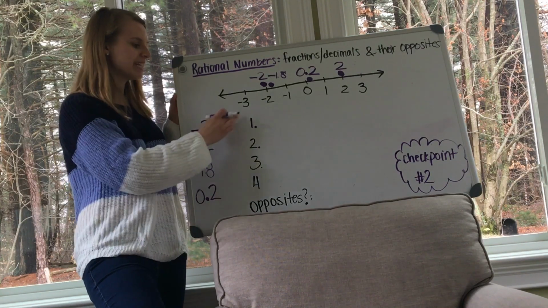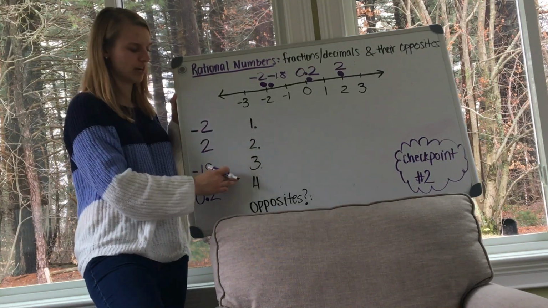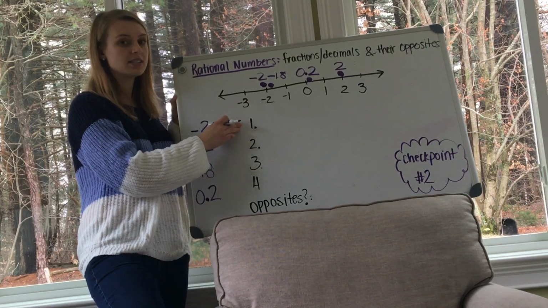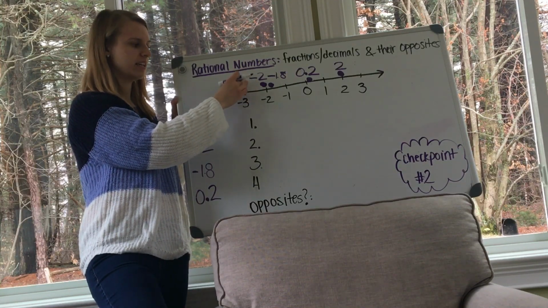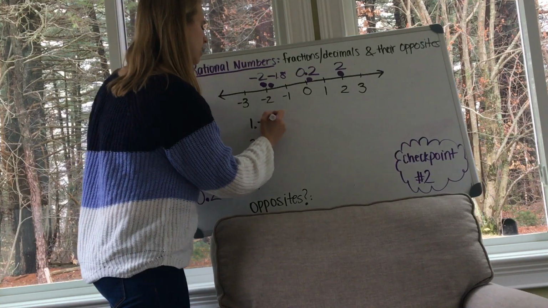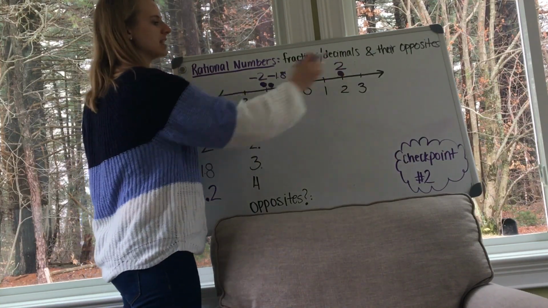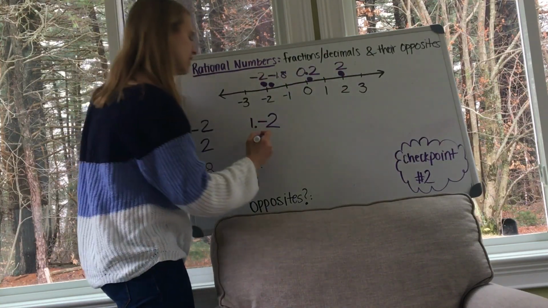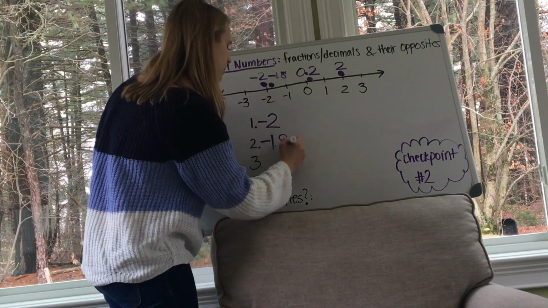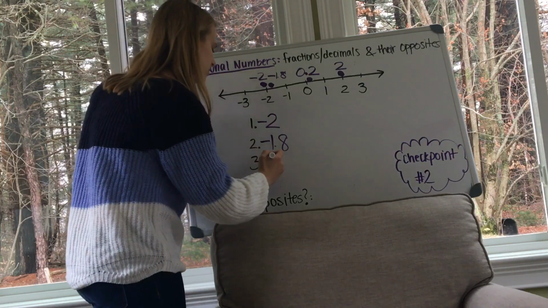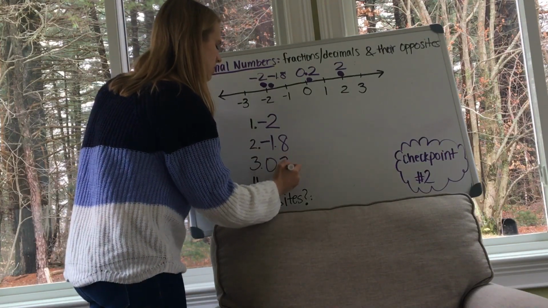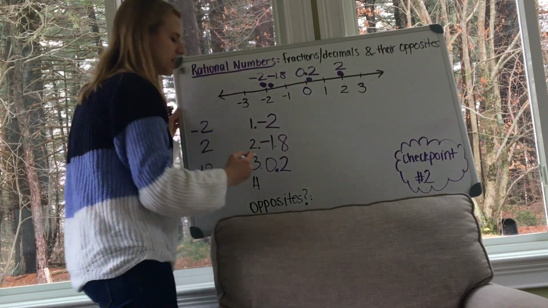Now we're going to go and place them in order from least to greatest. So the smallest number is going to be furthest left on the number line, -2. And then we're just going to read them across left to right. Next is -1.8. And then keep going, get 0.2. And then after that, our biggest number is 2.